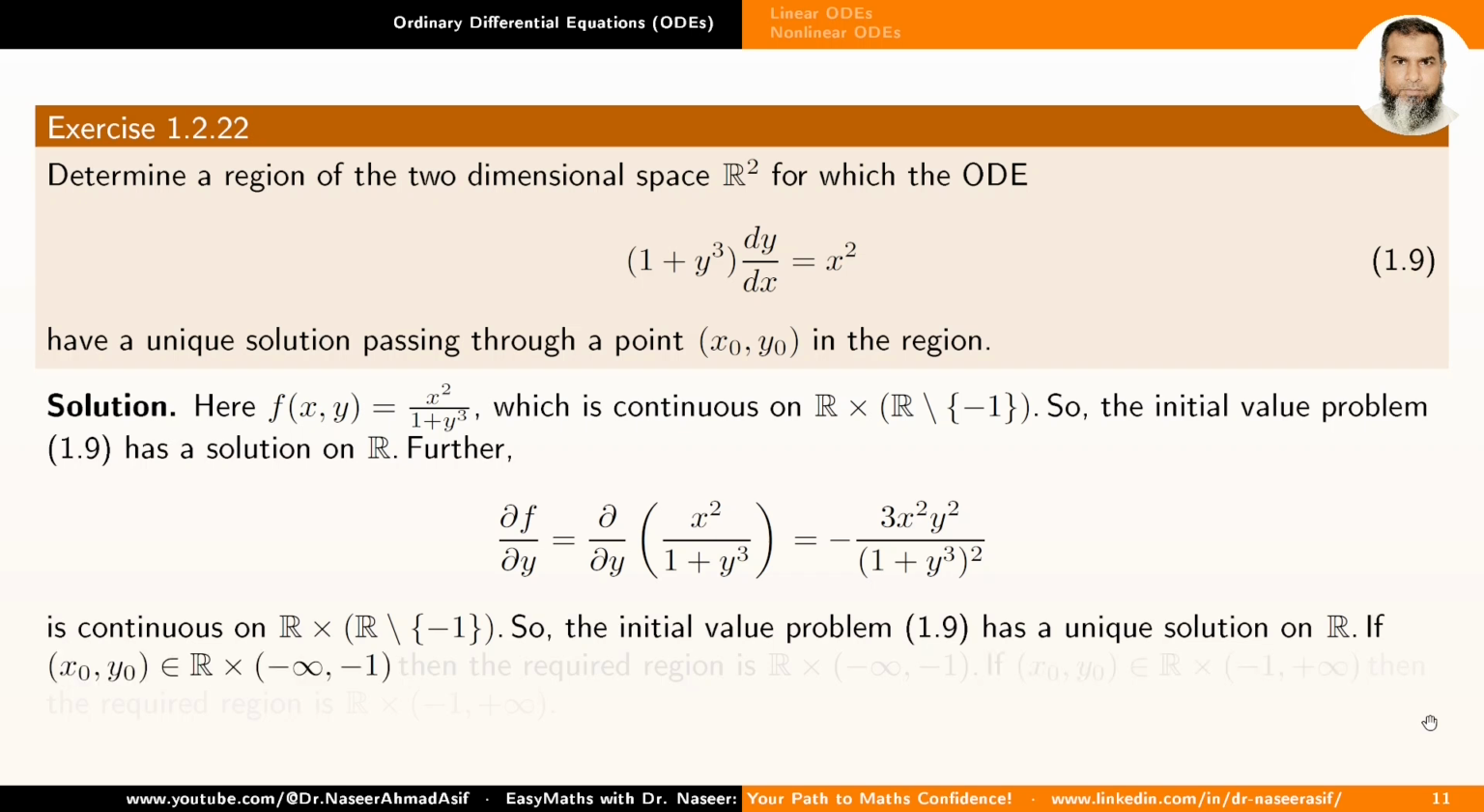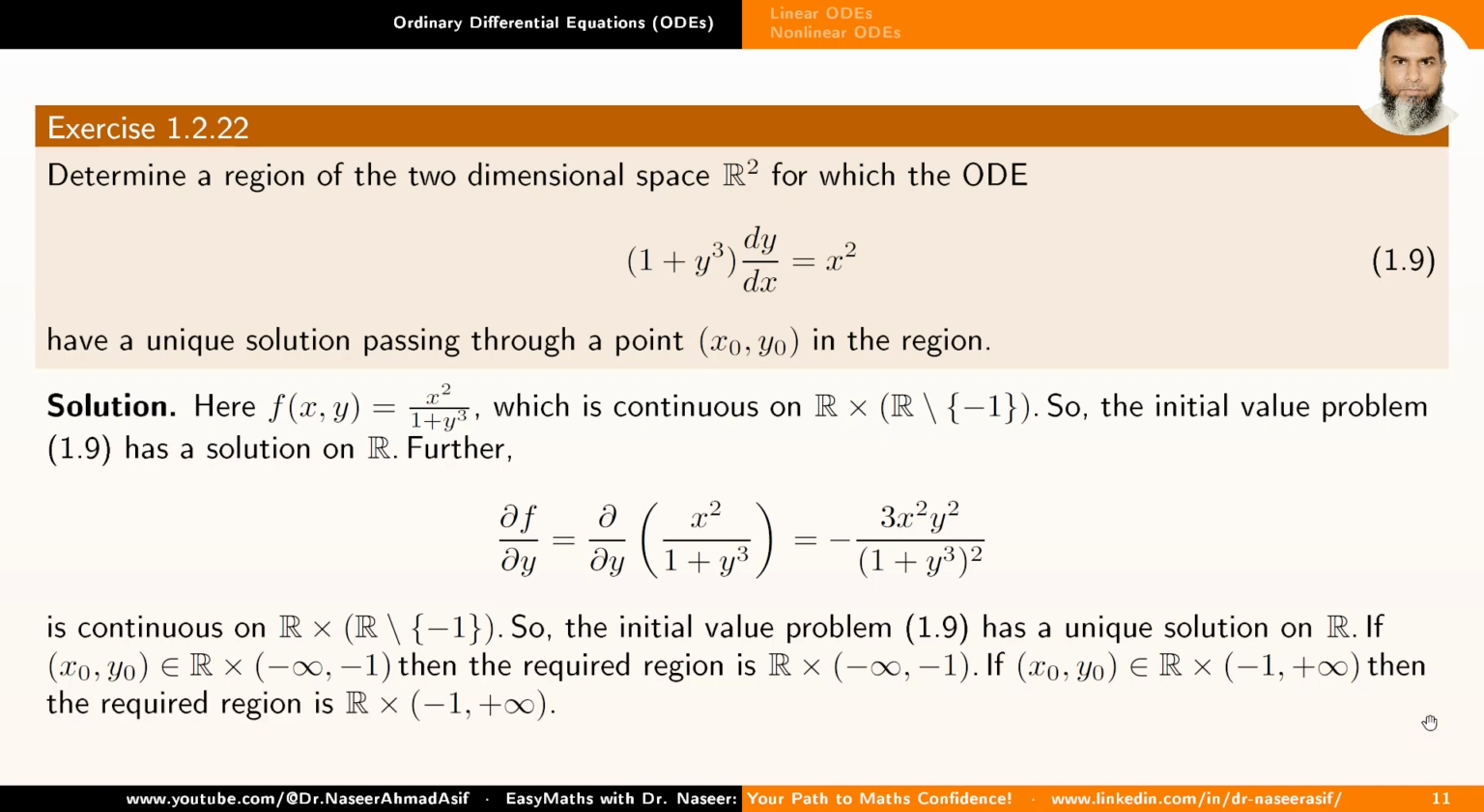If (x naught, y naught) belongs to R cross (minus infinity, -1) open interval, then the required region is R cross (minus infinity, -1). If (x naught, y naught) belongs to R cross (-1, plus infinity) open interval, then the required region is R cross (-1, plus infinity).